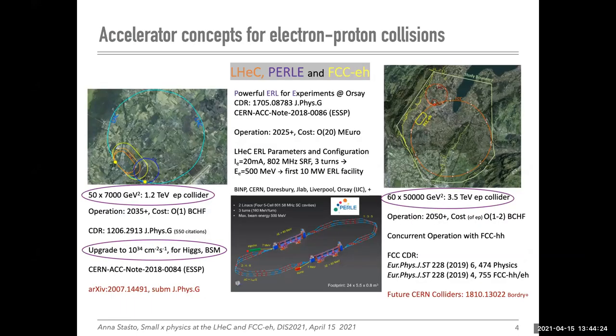Now, in terms of the accelerator concepts for the DIS machines, on the left you see the outline for the LHeC. The idea is to take the beams from the LHC and collide them with electrons from the energy recovery linac. And the parameters that we consider are either 50 or 60 GeV electrons on 7 TeV protons, giving a 1.2 TeV center of mass ep collider.